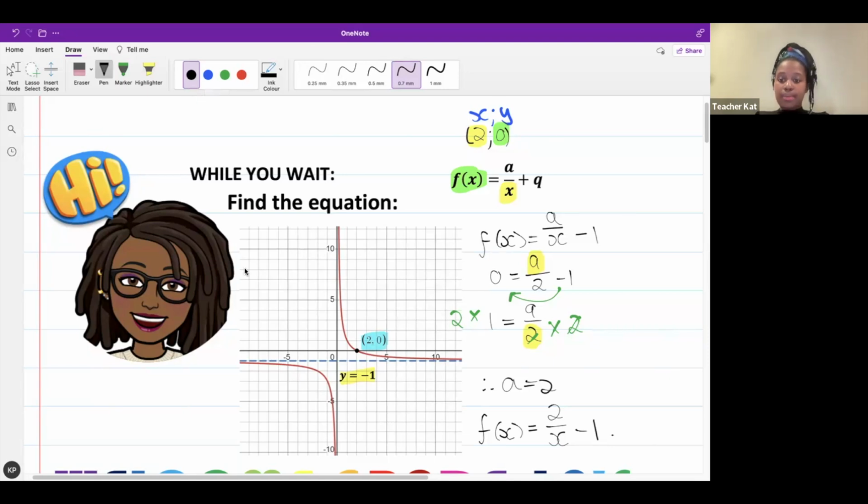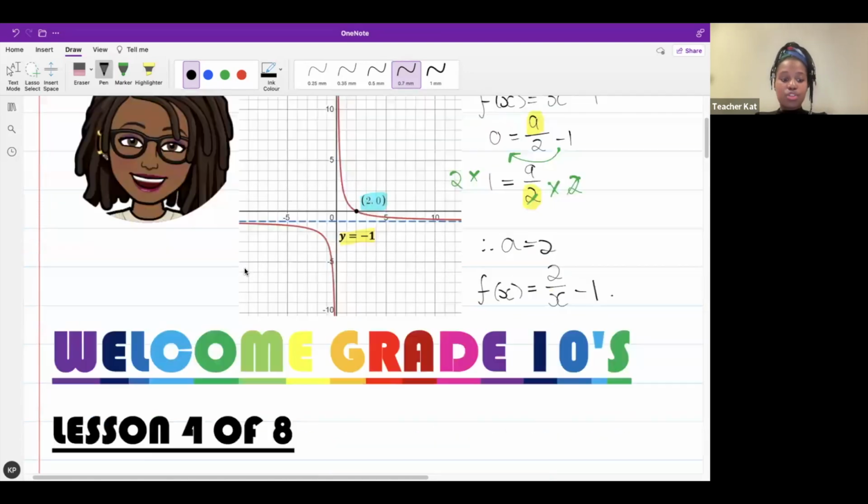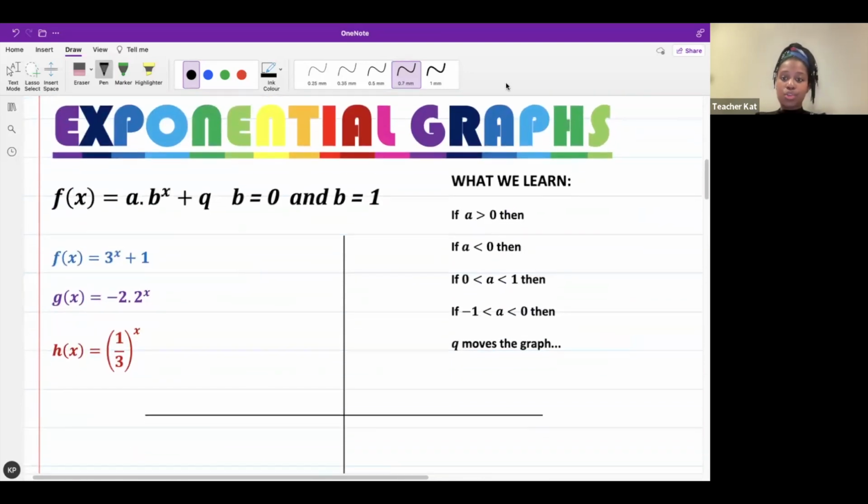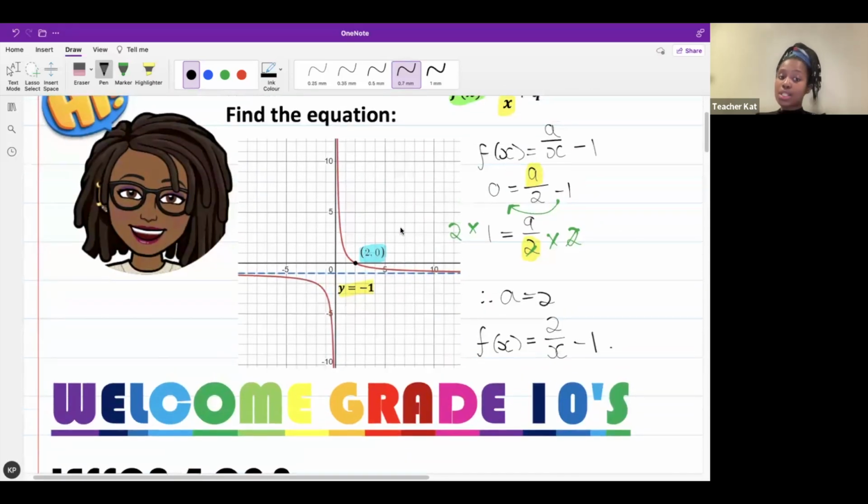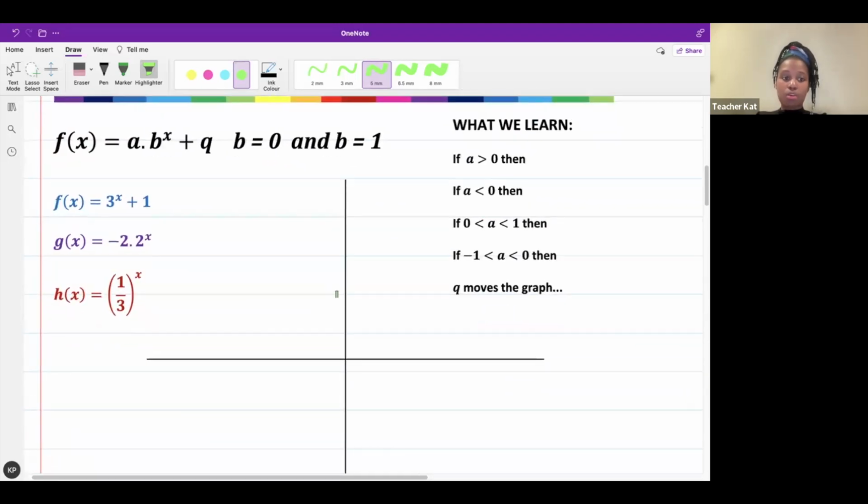All right. Now let's move on to today's lesson, which is exponential graphs. Now, exponential graphs look an awful lot like hyperbolas. The only difference is you either only have this curve over here or only this one over here. So there's only one curve when it comes to exponential graphs.